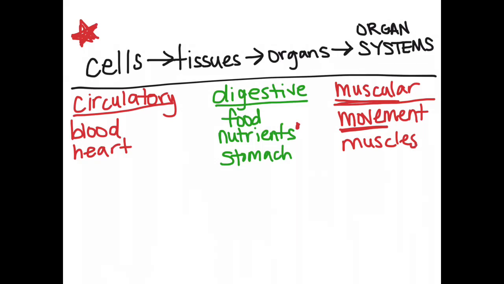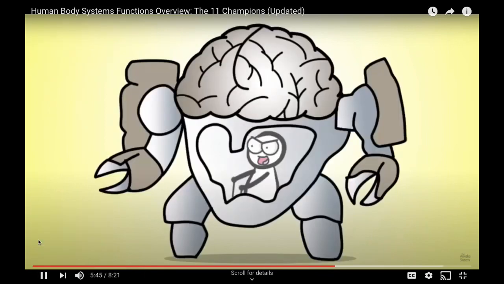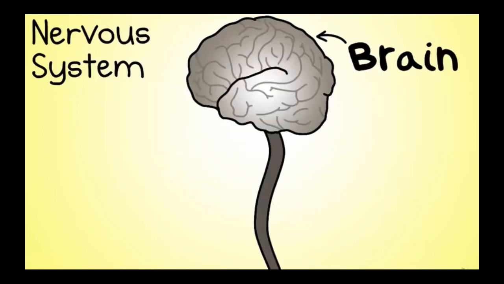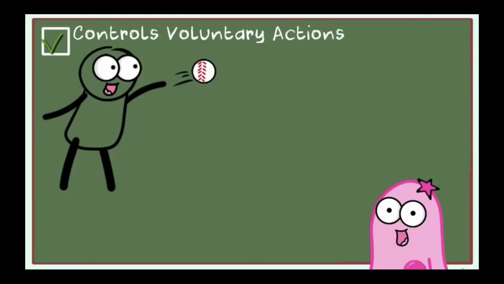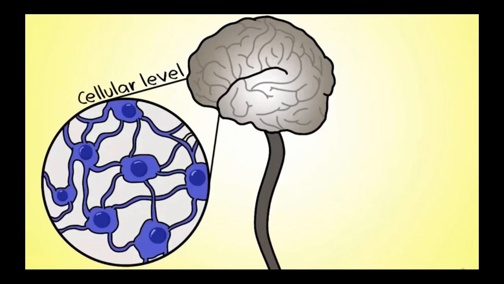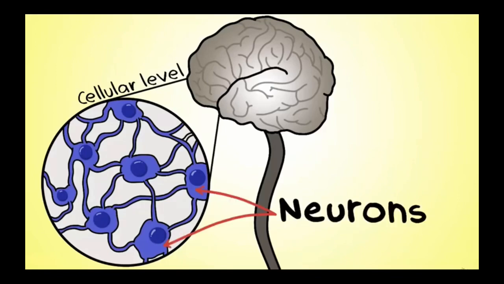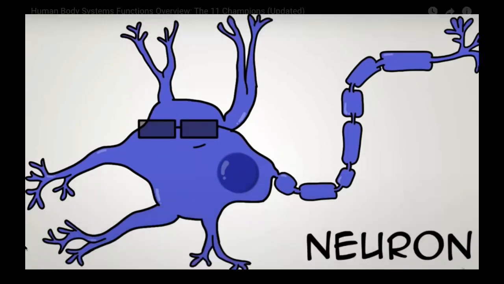Let's keep watching. The nervous system. Your body would be a nervous wreck without something to coordinate it. That always helps me remember it. The nervous system includes your brain and your spinal cord. It controls voluntary actions. That's what you can control, like picking up a pencil. And involuntary actions, the ones you can't control, such as reflexes. At the cellular level, the nervous system uses cells known as neurons. With their amazing structure, these cells are kind of the cool cells on the block.